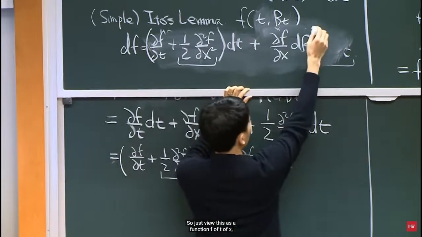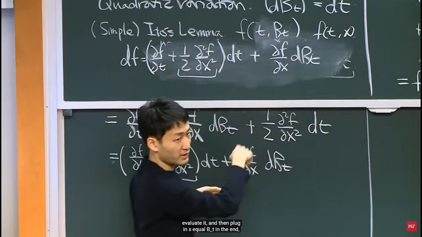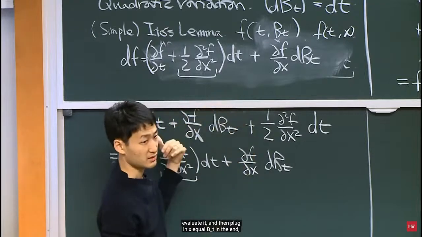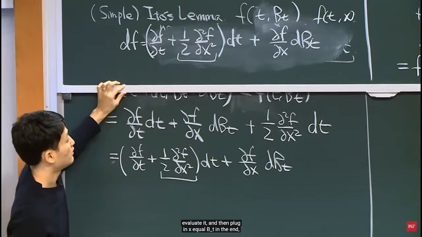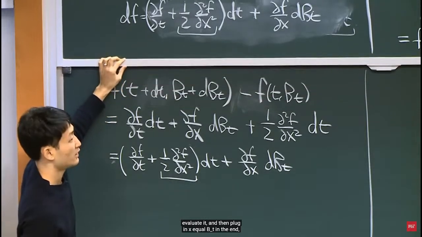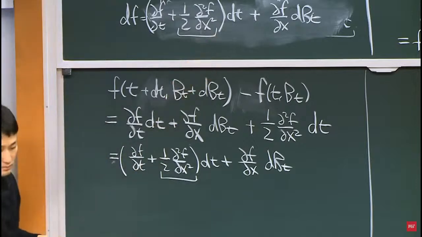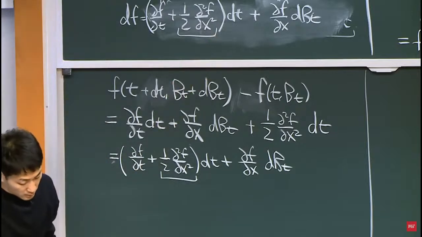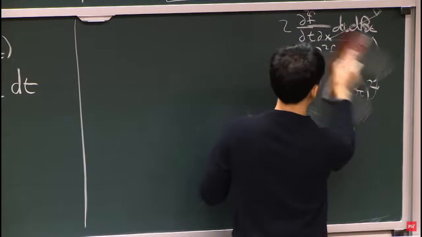So just view this as a function f of t, x, evaluate it, and then plug in x equals Bt in the end. Yeah, because I don't want to write down partial Bt here. Other questions? Let me close this.